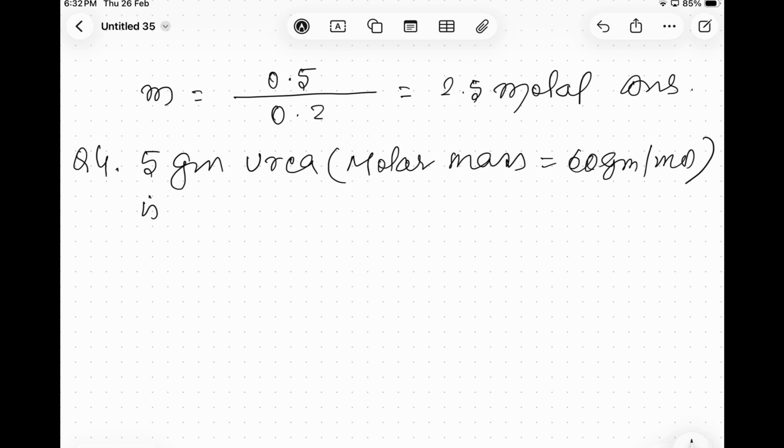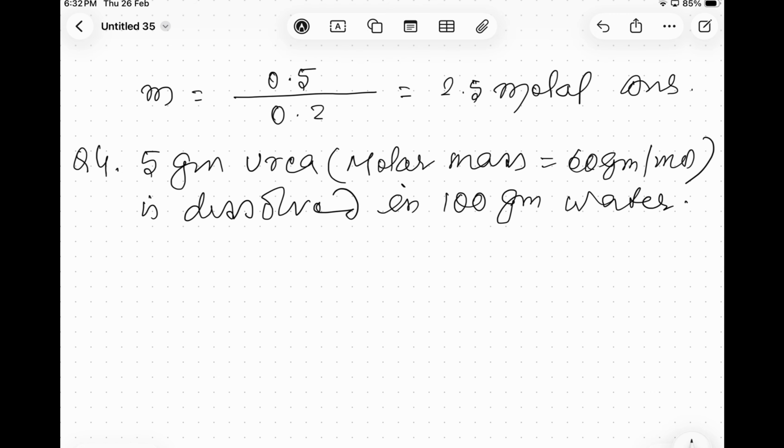Urea is dissolved in 100 gram water. Find the molality. So let's start the steps to answer the above question.